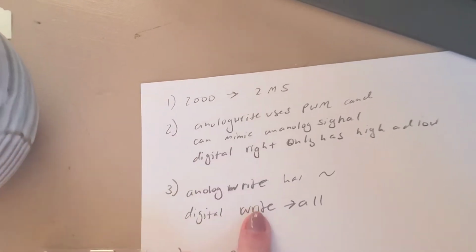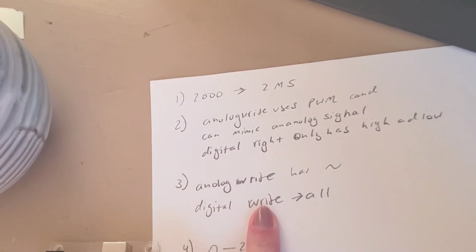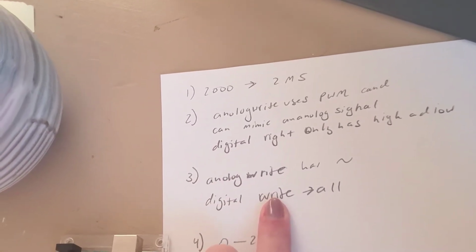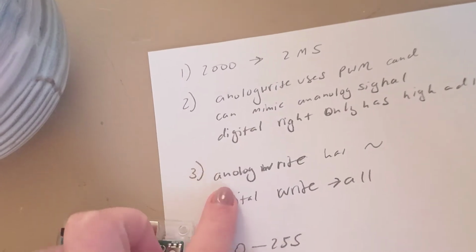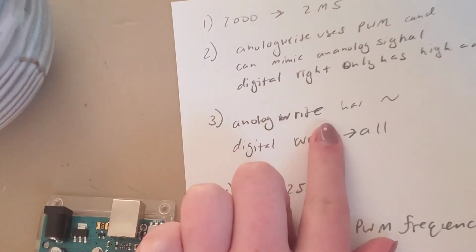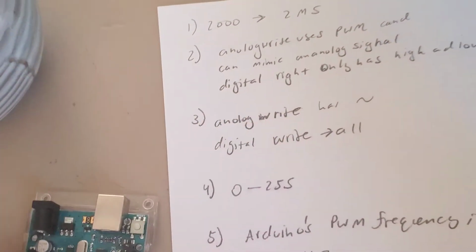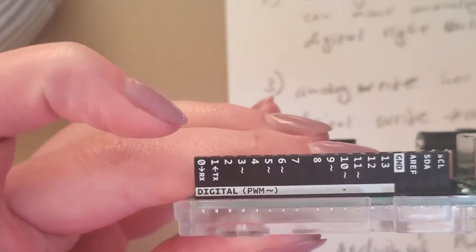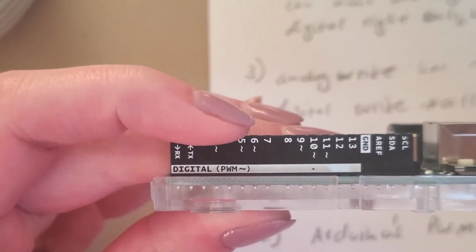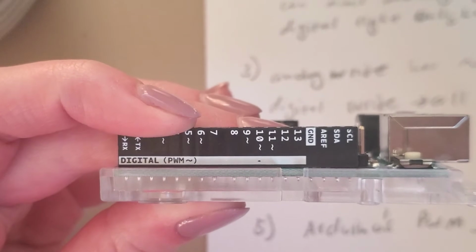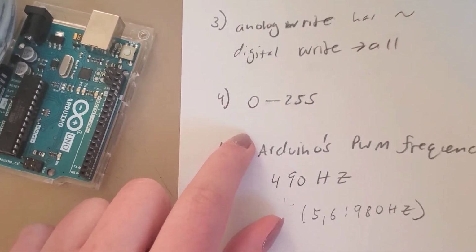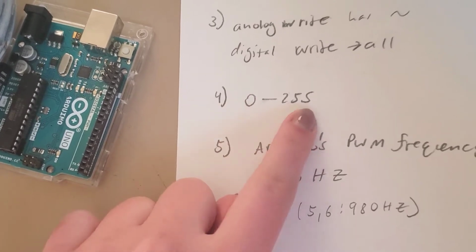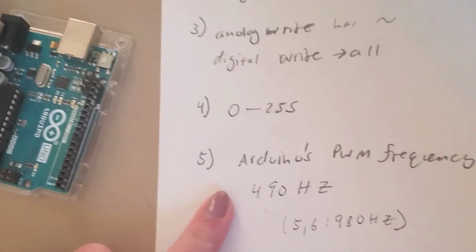Analog write uses pulse width modulation and can mimic an analog signal, whereas digital write can only have a high or low output. Analog write has to use the tilde pins, which are 3, 5, 6, 9, 10, 11. Analog has values from 0 to 255.